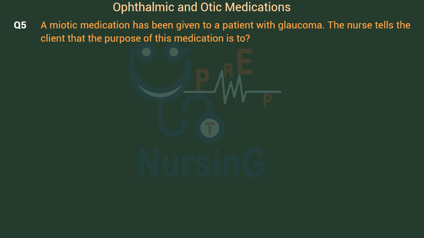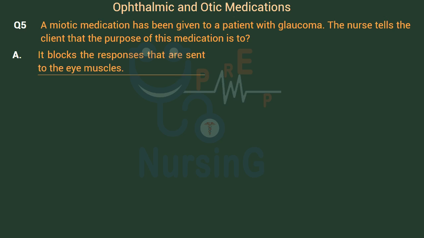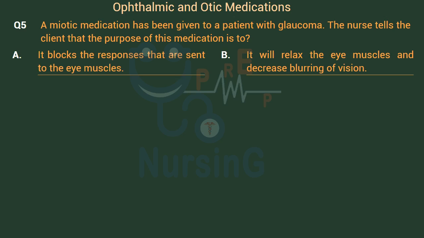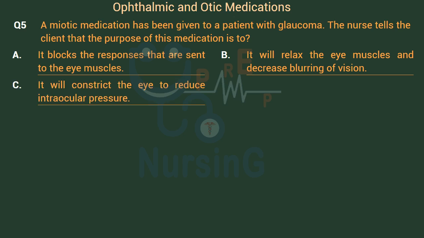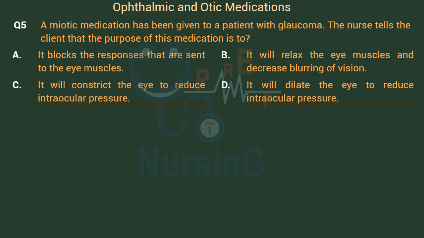A miotic medication has been given to a patient with glaucoma. The nurse tells the client that the purpose of this medication is to: Option A. It blocks the responses that are sent to the eye muscles. Option B. It will relax the eye muscles and decrease blurring of vision. Option C. It will constrict the eye to reduce intraocular pressure. Option D. It will dilate the eye to reduce intraocular pressure. Right answer is Option C.